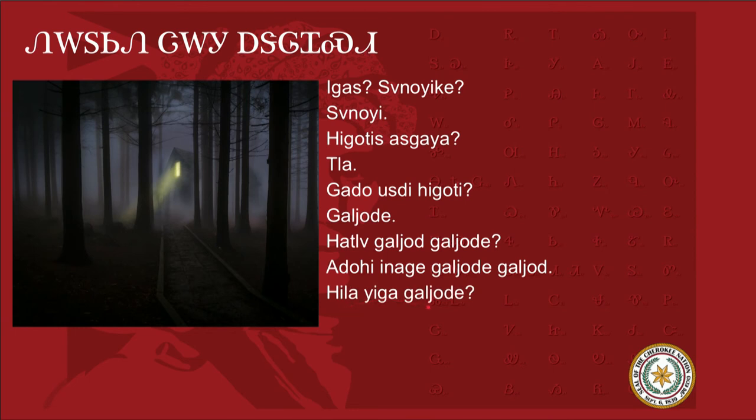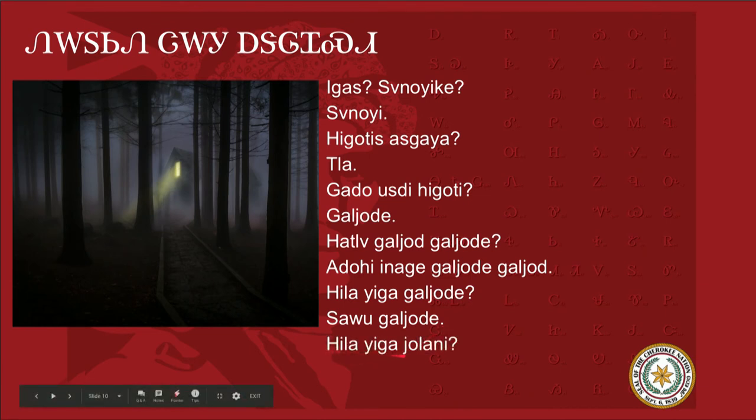Hilayiga galjode. Hilayiga. This is how you ask how many if it's something that's not alive. If it's not a person or an animal, you would say hilayig or hilayiga. How many houses? Sawu yiga galjode. There's one house.